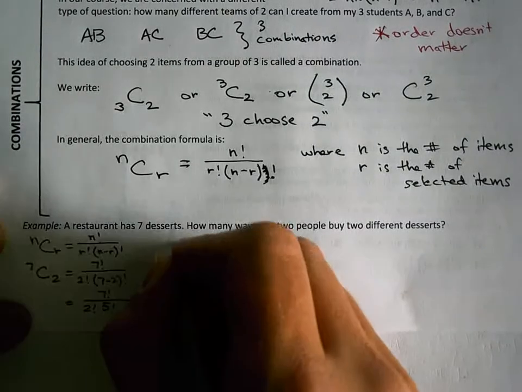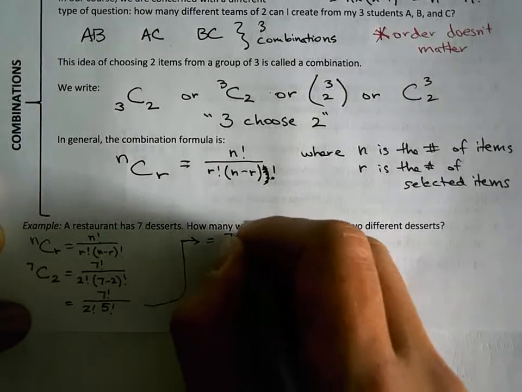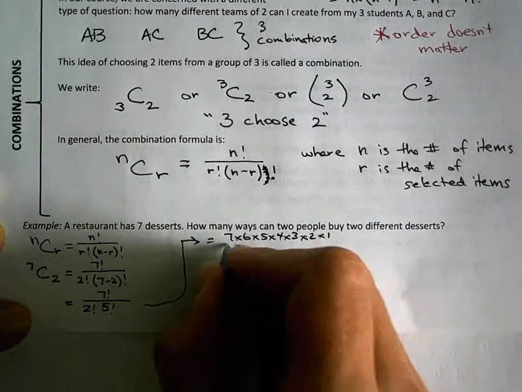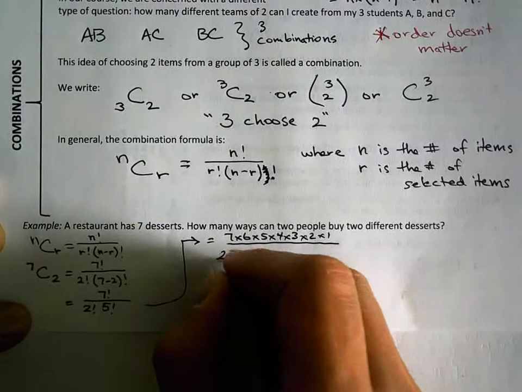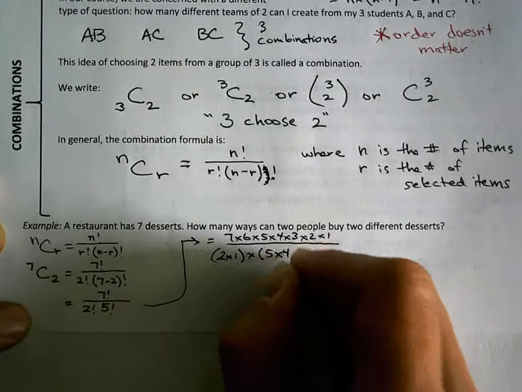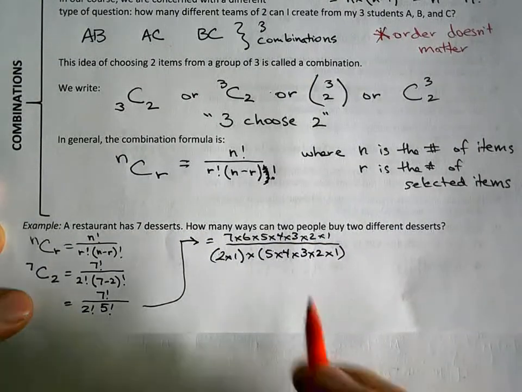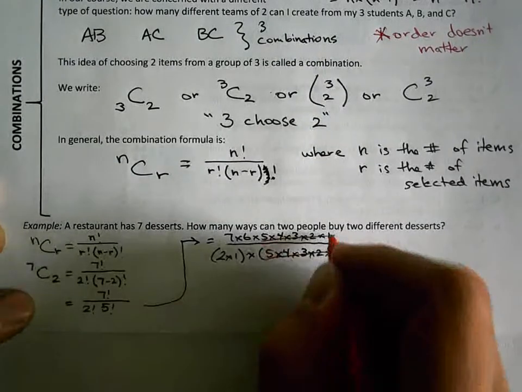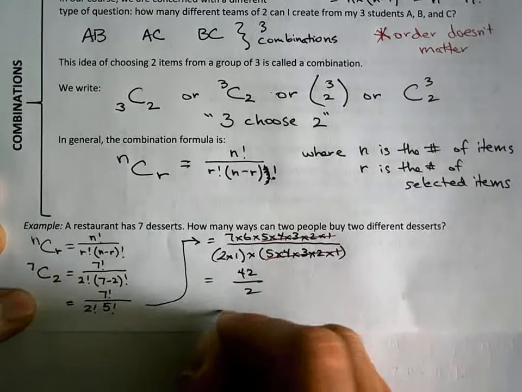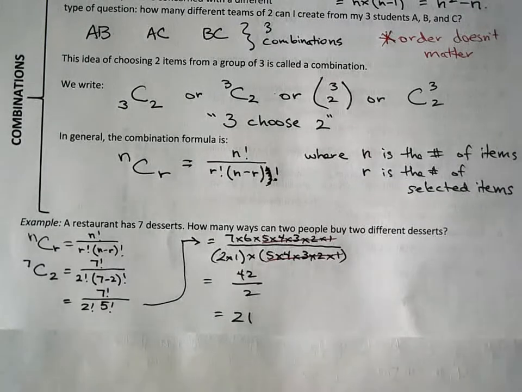Okay, well, I can write this out. 7 factorial is 7 times 6 times 5 times 4 times 3 times 2 times 1. 2 factorial is 2 times 1. And 5 factorial is 5 times 4 times 3 times 2 times 1. Now these things cancel out. So I'm left with 7 times 6, which is 42, over 2, which is 21 possibilities, 21 combinations.